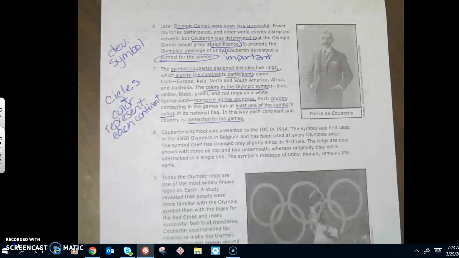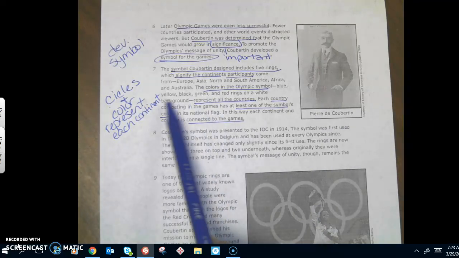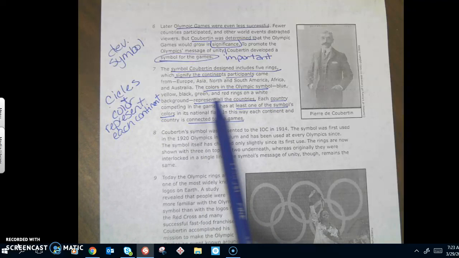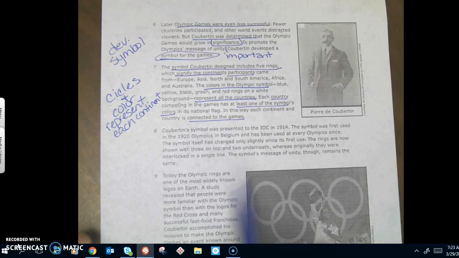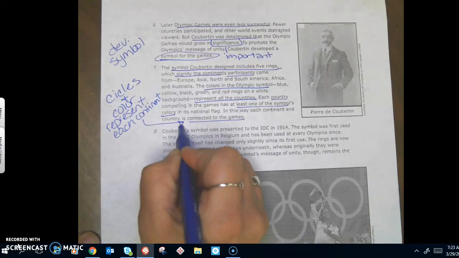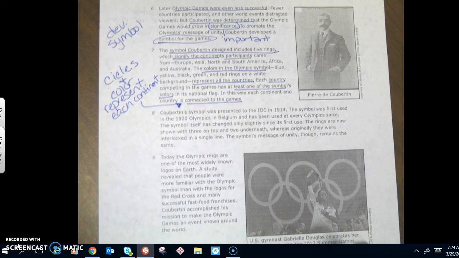Go ahead and stop. Okay. We should have noted that his design included these 5 rings that signify the continents that the participants are coming from. And also each of the colors represents a color in each of the country's flag. Think about it. We all have these colors in all of our flags: yellow, black, green, blue, red, white, all of those. So everybody is connected to these games somehow through this symbol that he created.